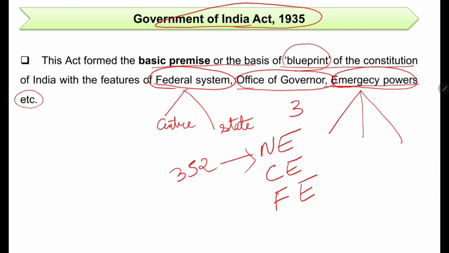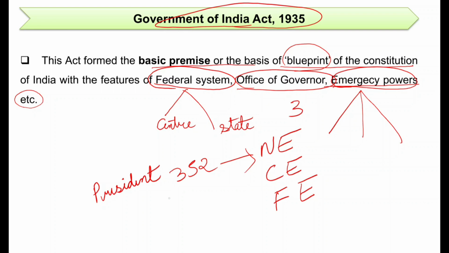1952. This national emergency can be declared only when some sort of external aggression is there in the country, like an external war-like situation. For example, in the year 1975 to 77, it was declared as a national emergency, isn't it? And it should be declared only by the President of India.